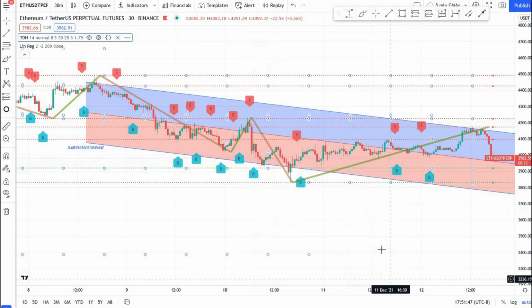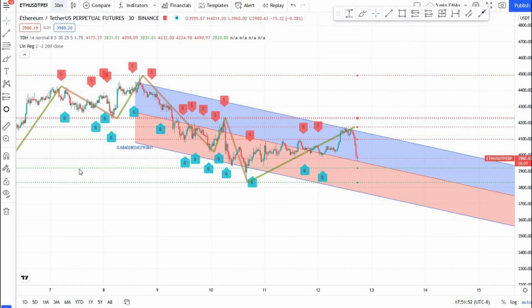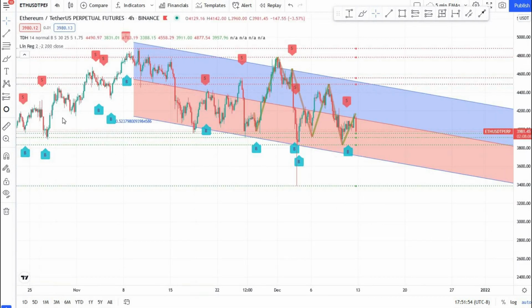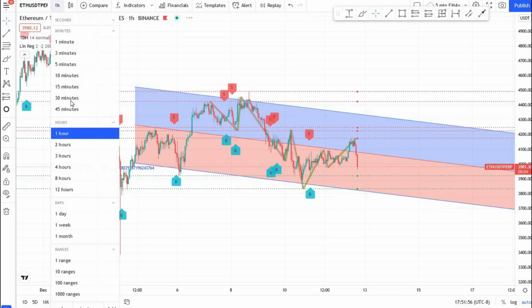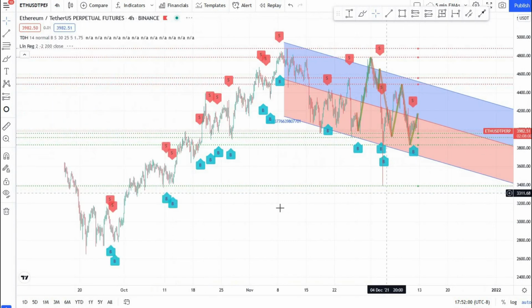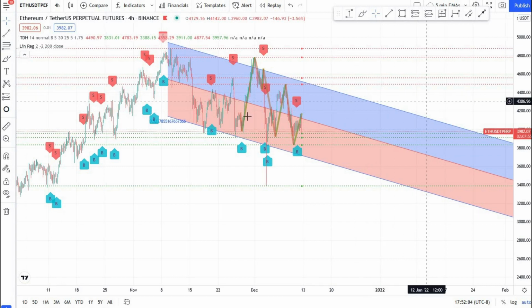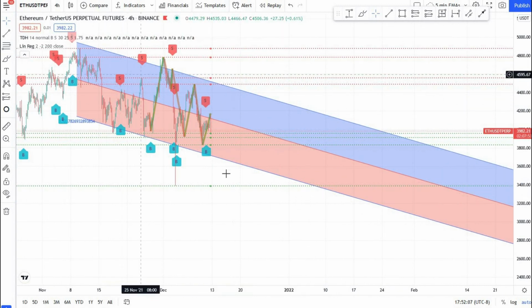For this strategy you need to check 3 different time frames: the 4 hour time frame, the 1 hour time frame, and the 30 minute time frame. First is the 4 hour time frame. The linear regression shows you the direction of the trend. In the 4 hour time frame, you can see the channel.